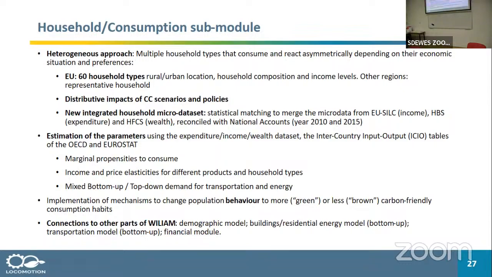Yes? I want to know if you can elaborate a little on how the mixed top-down demand on transportation and energy is working? I will go into detail later.